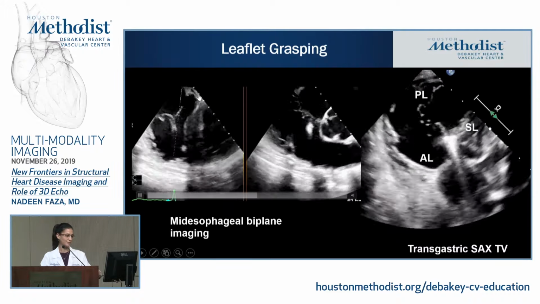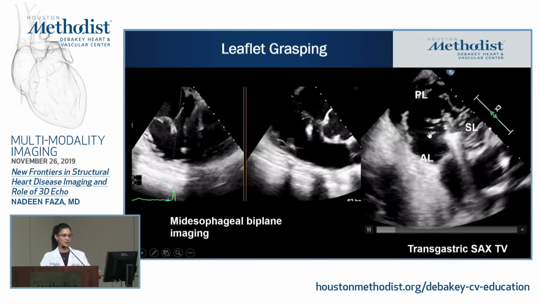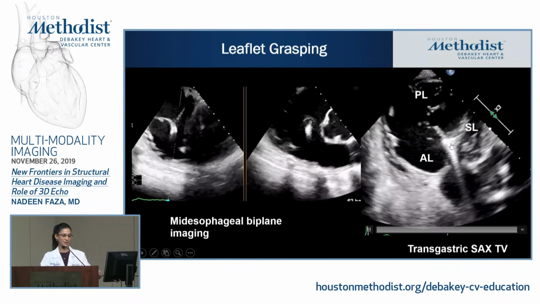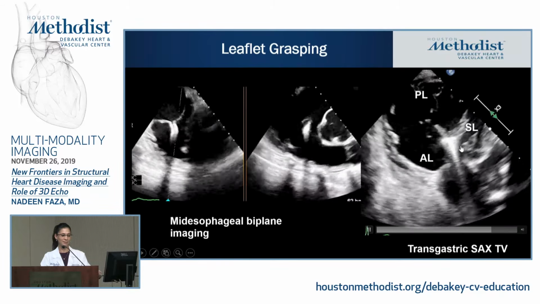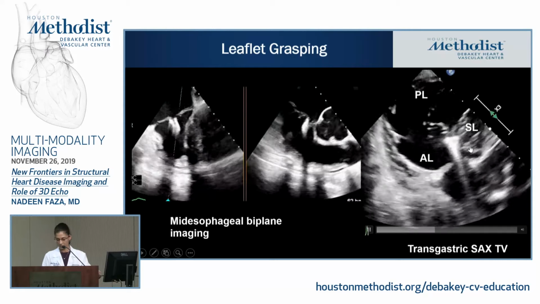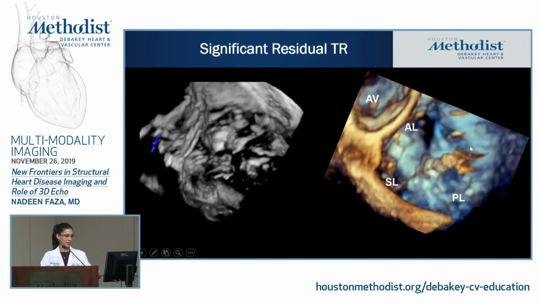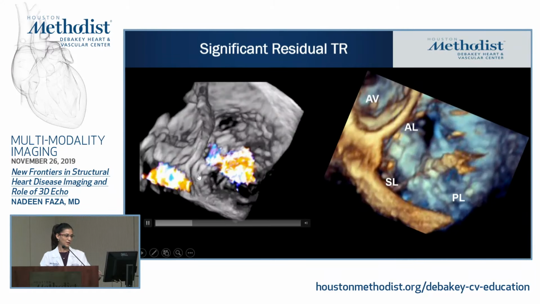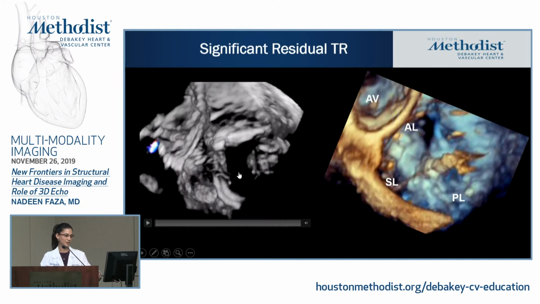And again, this is the mid-esophageal biplane view. This is your transgastric view, and you can see that the clip is deployed at the septal leaflet, anterior leaflet junction, and that's where you're seeing the most regurgitation. Again, you reevaluate with 3D and 2D, and the patient continued to have significant TR.